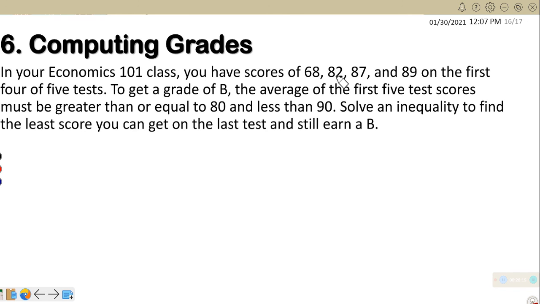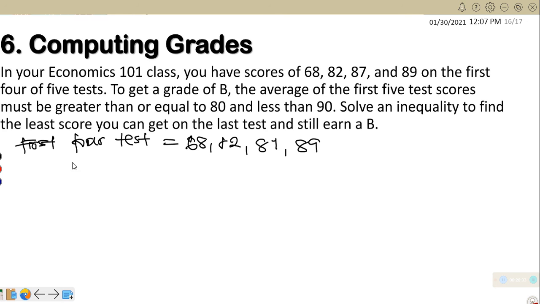So we have 1, 2, 3, 4, the first 4 tests, equal to 68, 82, 87, 89. Okay, first 4 tests. So the fifth score, your fifth score, let it equal X.